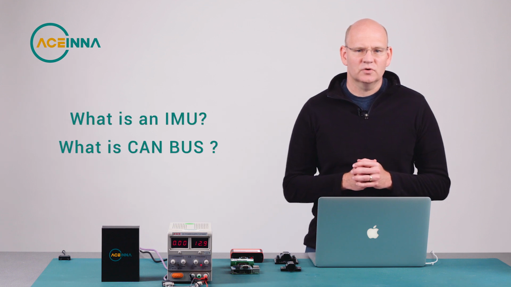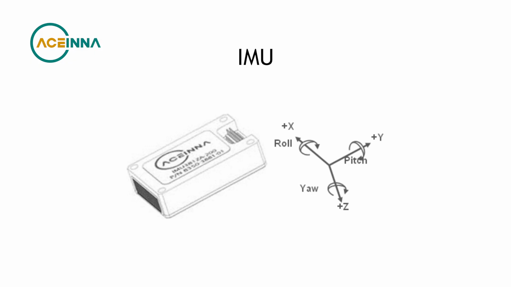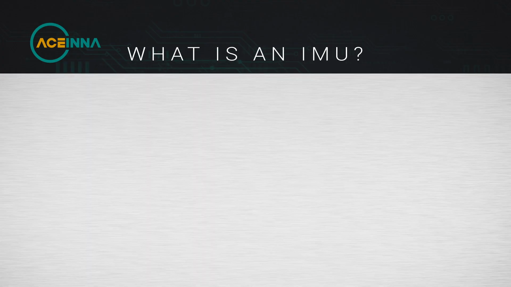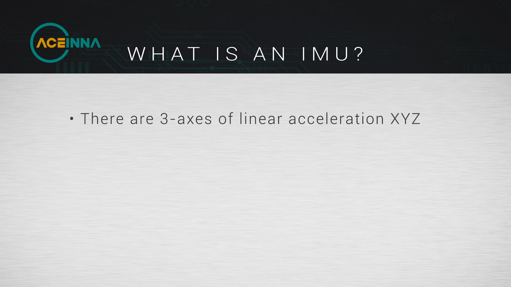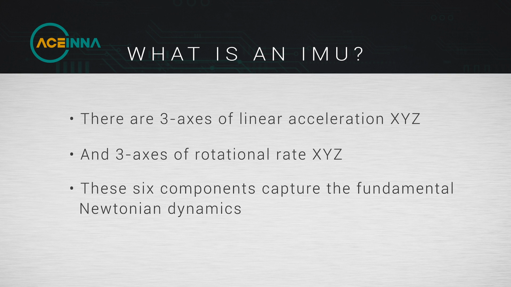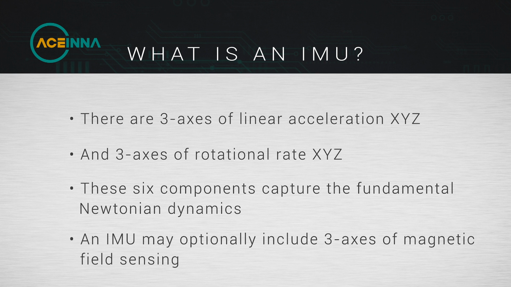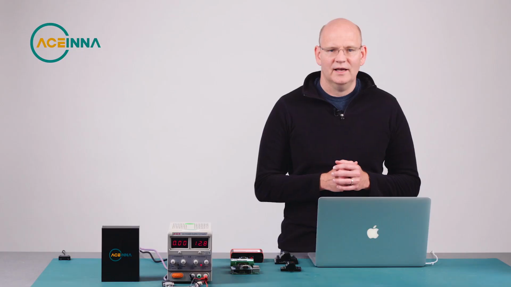Now, let's take a second to refresh and talk about what an IMU and what CAN bus are. An IMU, or Inertial Measurement Unit, is a device that consists of 6 or more axes of motion measurement. There are 3 axes of linear acceleration in x, y, and z, and 3 axes of rotational rate, also about the x, y, and z axis. The 3 linear and 3 rotational components capture the fundamental Newtonian dynamics of whatever the IMU is attached to, including Earth's gravity and even Earth's rotational rate.